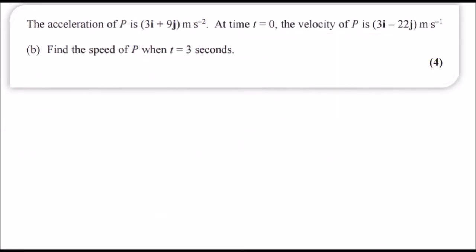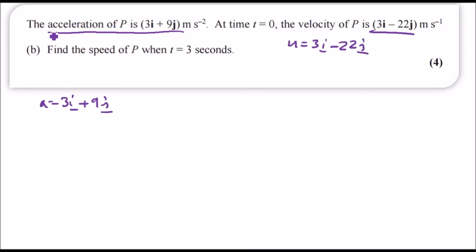Okay, now part B. So I'm not gonna lie, this question is quite standard, so it's going to be pretty good. So what do we have here? We have the acceleration of p is 3i plus 9j. So let's write down, we've got a equals 3i plus 9j. And we know at time t equals 0, the velocity of p is this. So this means that the initial velocity, we can call this u equals 3i minus 22j.